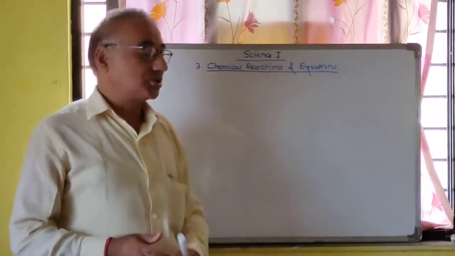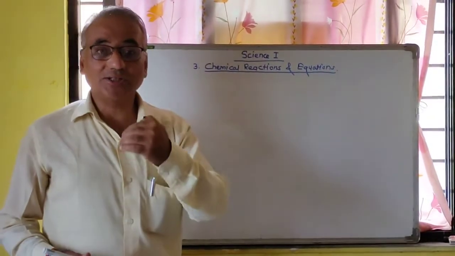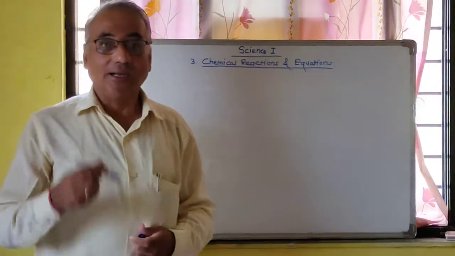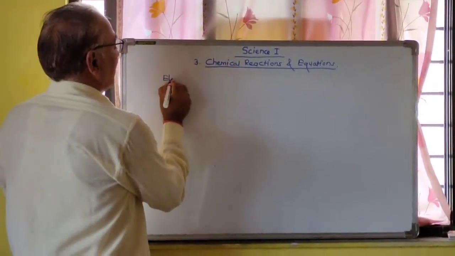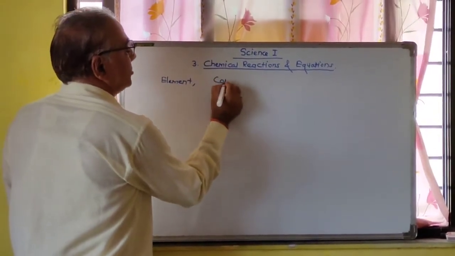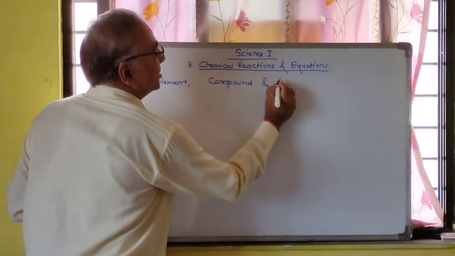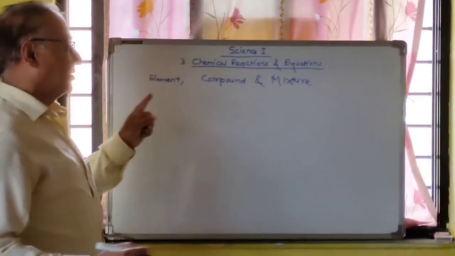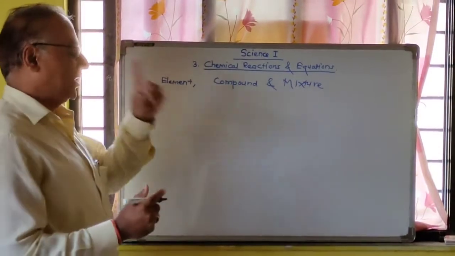Before starting what is meant by chemical reaction and equation, let us revise the concepts that we learned in standard 8. In standard 8 we learned about three concepts: element, compound and mixture. These are the three concepts and their properties we learned in 8th standard.